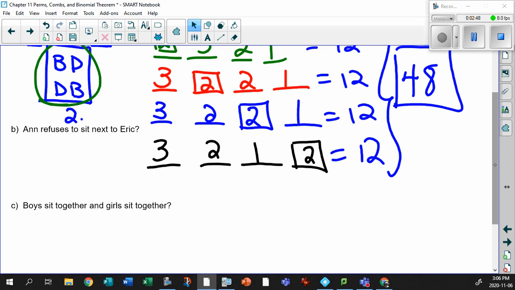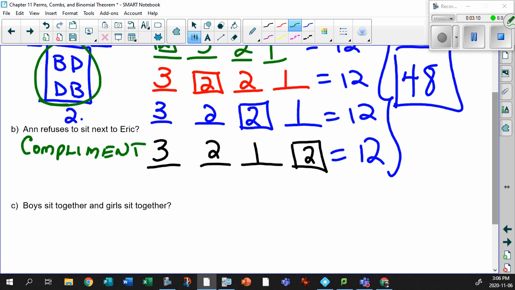Very, very similar. Think about this. Anne refuses to sit next to Eric. Well, how do we go about doing this? Do we start putting Anne here and then choices for the other ones and so on and so forth? Well, you could, or you can use something called the complement. In other words, start with Anne sitting next to Eric and go through all the possibilities.